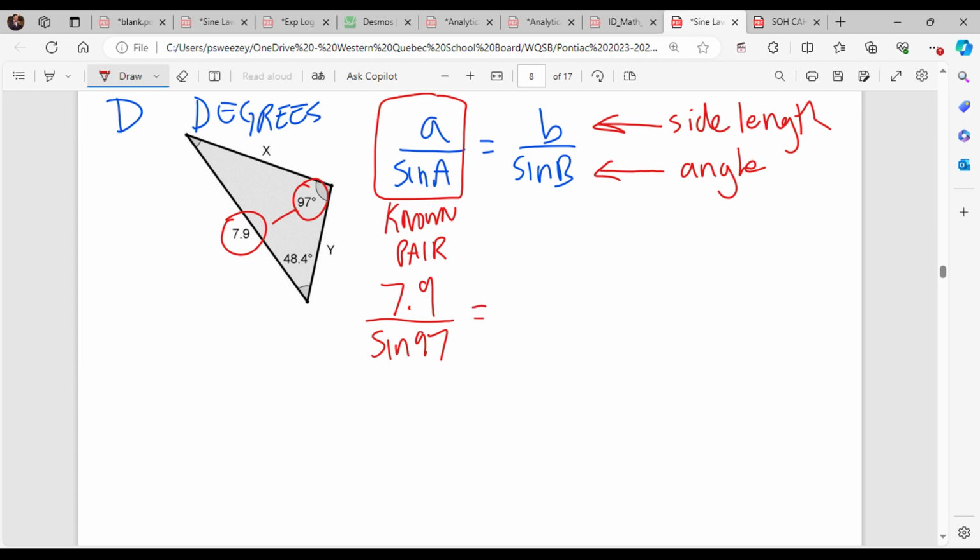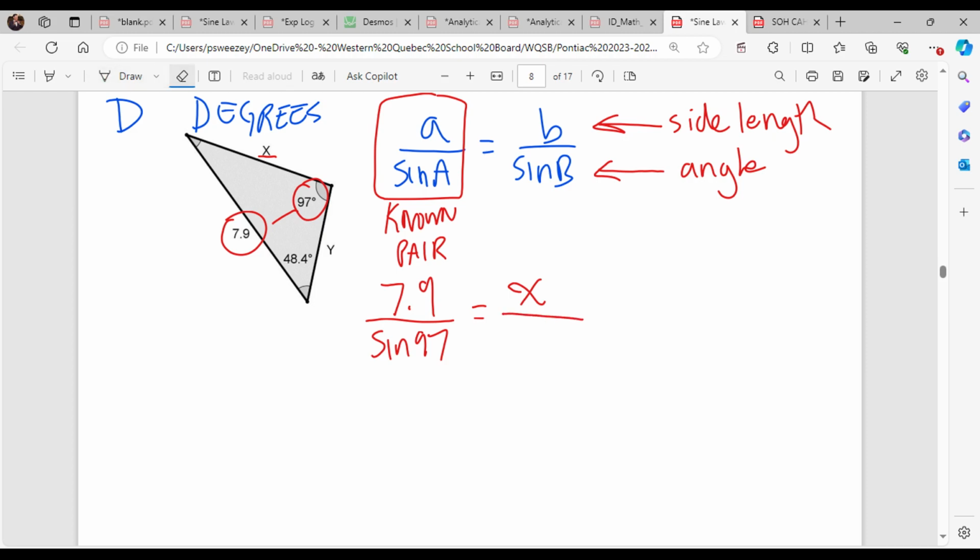Any questions on that? Finding that guy out there first? No? Okay. This is the most important part. Now we got to look for what is it that we are actually looking for. Let's start with finding the unknown x right there. So if I'm looking for unknown x, then that is a side length. That's going to go up top.